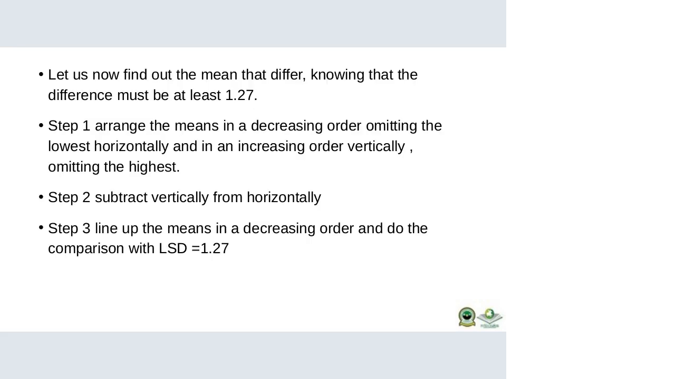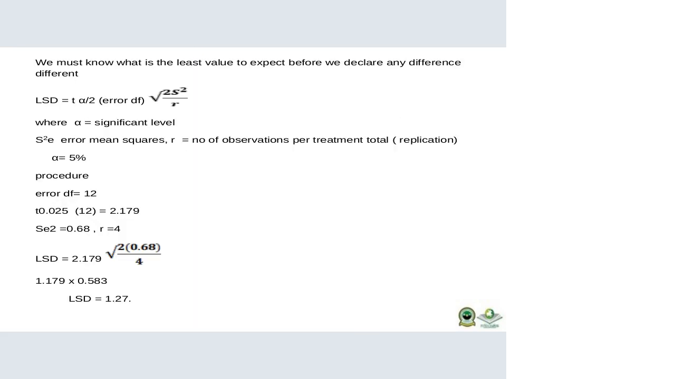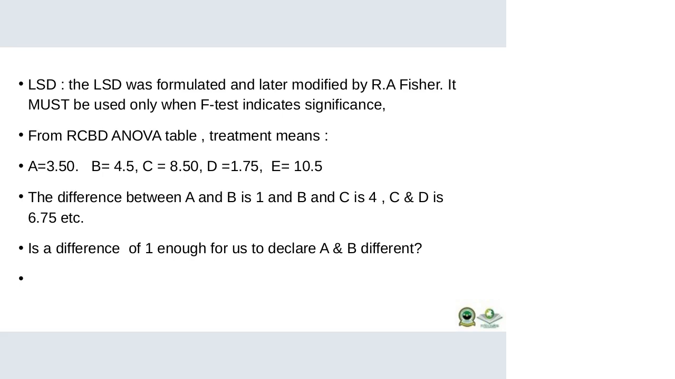Now, let's go back to the means that we obtain. Where do we get that mean easily now? We have the means. This one is in increasing order, this is decreasing order. Let's go back to the table that we have the mean so that you can refresh your mind. Now we have the mean. A is 3.5, B is 4.5, C is 8.5, D is 1.5.